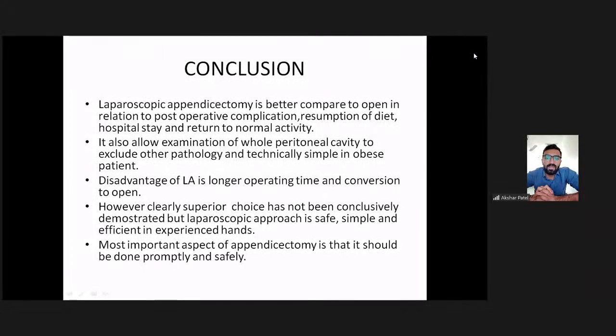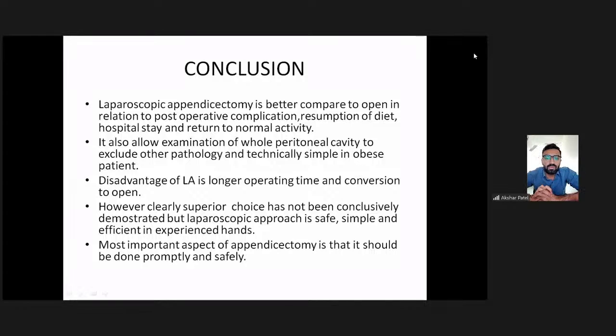Conclusion. Laparoscopic appendicectomy is better compared to open in relation to postoperative complication, resumption of diet, hospital stay, and return to normal activity. It also allows examination of whole peritoneal cavity to exclude other pathology and is technically simple in obese patients. Disadvantages include longer operative time and conversion to open.